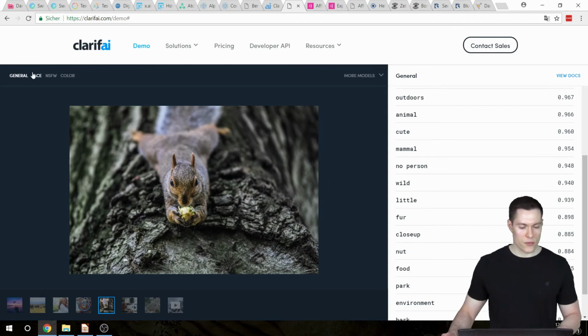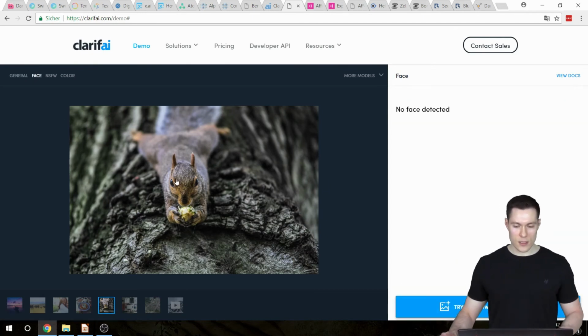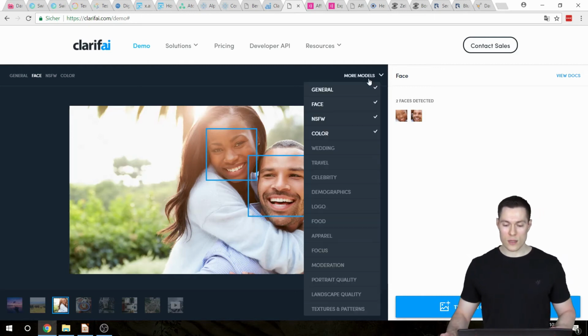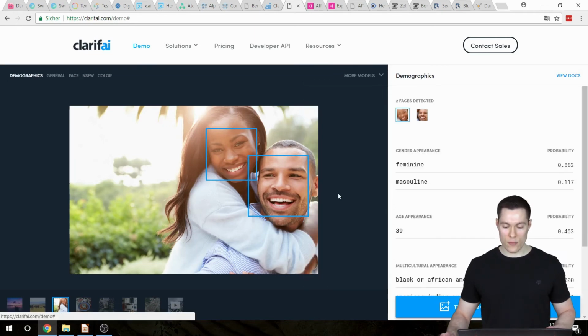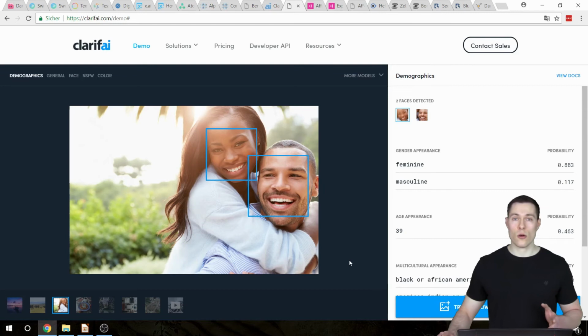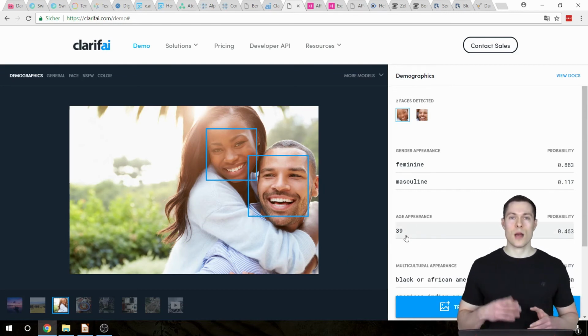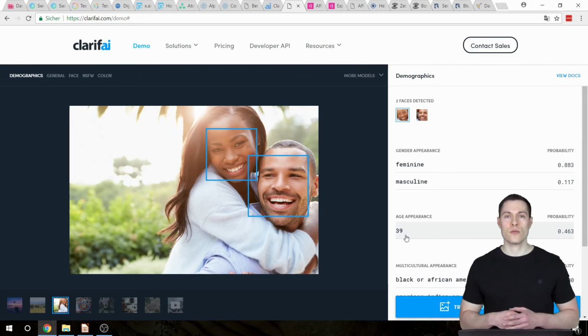Another model is the face model, and as the name says, it detects faces. So in this case, it didn't detect any face, but here it detects two faces. And here on the top right corner, you can even add more models. And one that I found particularly interesting is the demographics model. And that's because it also predicts the age of a person. And so then I uploaded an image of myself, and sure enough, the prediction of my age was pretty accurate.